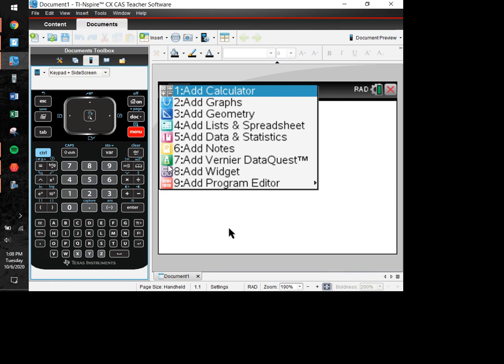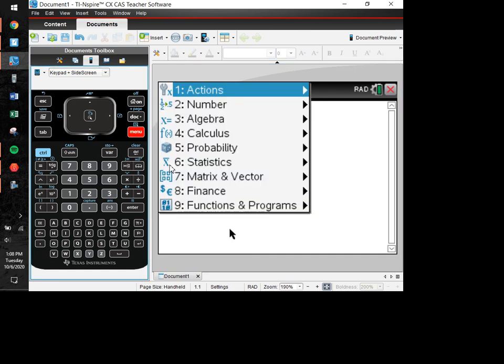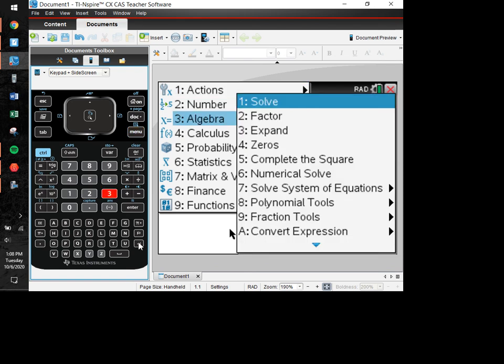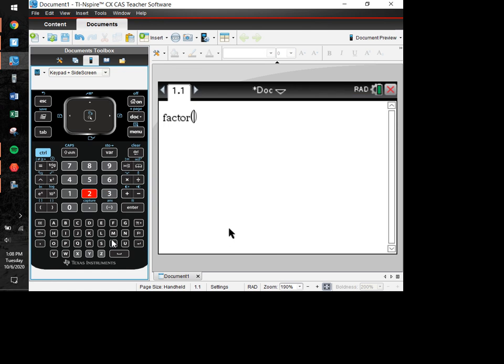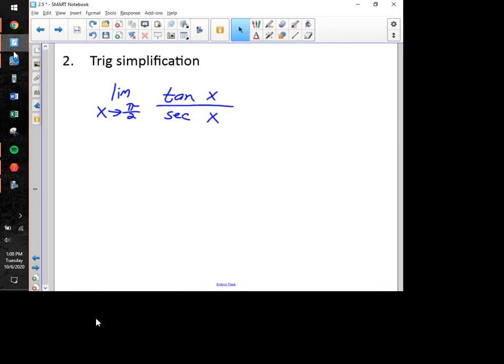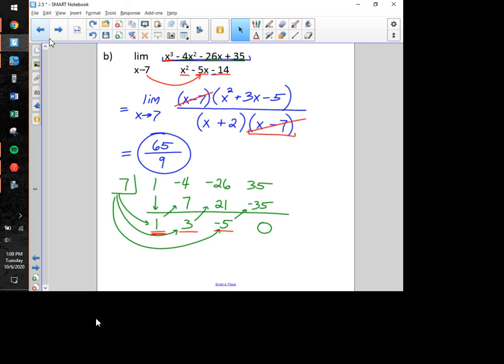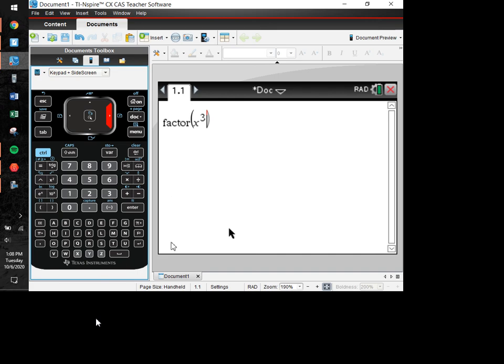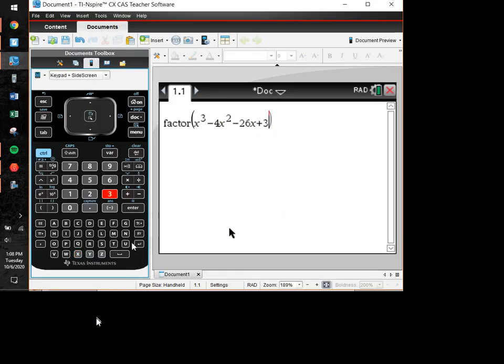If I were to hit menu and add a calculator, and then go to menu, what we're asking our calculator to do now is factor for us. That's an algebra skill. So if I type in number 3, and then number 2, we can go ahead and type in a polynomial expression. That polynomial we had in that problem was x to the 3rd power, and that's as much as I remember now. Let me go back. Minus 4x squared minus 26x. Is that what it was? Yep, and then a plus 35.